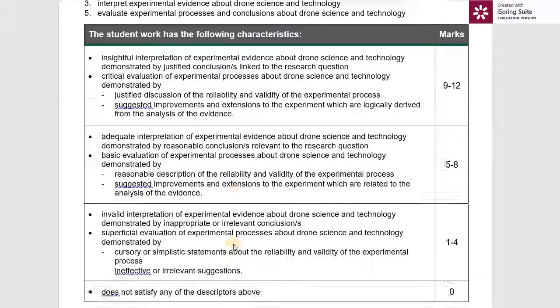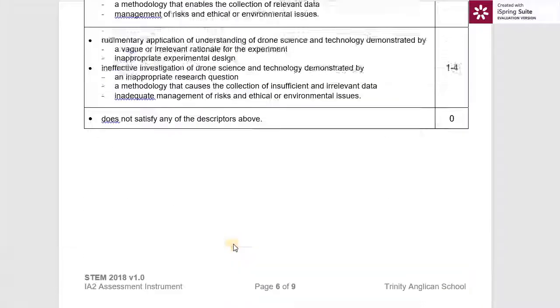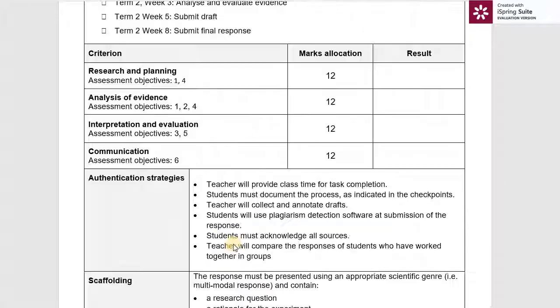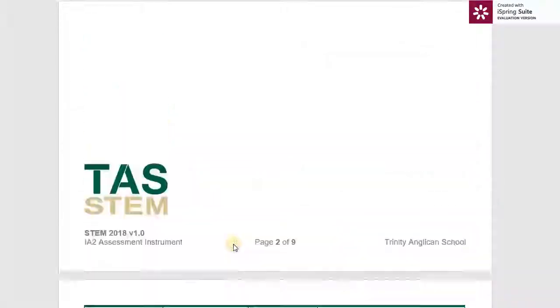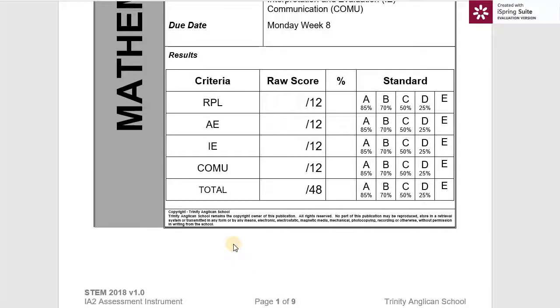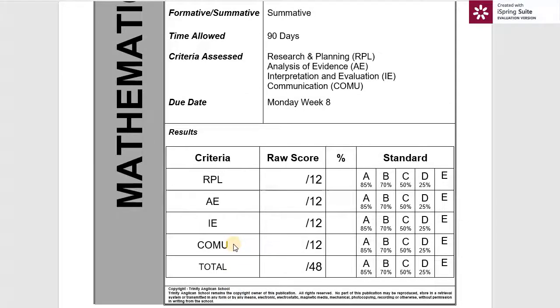If we go back to the top, you can see that all of the criteria are weighted equally. And so communication, evaluation, researching and planning, analysis of evidence are all worth equal marks. And you can choose any type of format you want to try and meet those criteria. The reason we're using instrument-specific marking guides in this assessment is to help prepare you for senior science in Year 11 and 12. If you have any questions, please feel free to ask.